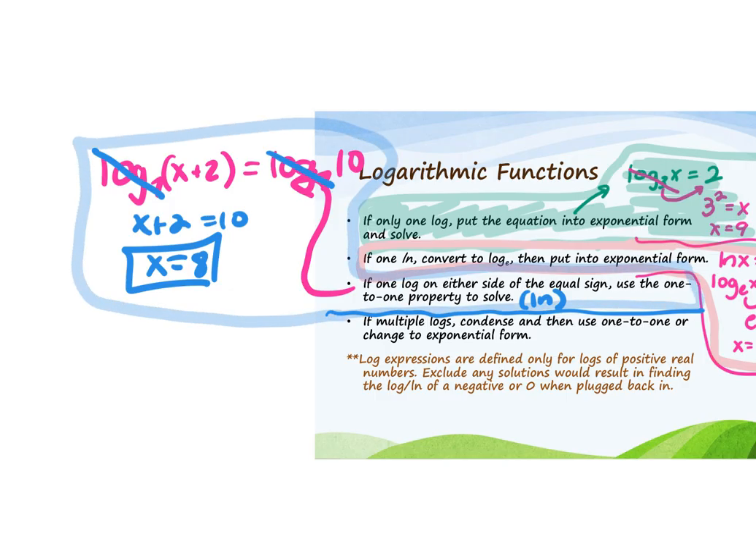Okay, and then the last one is if there are multiple logs, multiple ln's, because that's a log too, on one side of the equal sign or on both sides. The first thing you're going to do is condense it down using the rules from 3-3. If it's addition, we turn it to multiplication. If it's subtraction, we turn it to division. And if it has a number on the front, we bump it to the back to be the exponent. And then from there, you'll have two options. Either logs on both sides of the equation, we ignore, we solve, or one log, and you have to convert to exponential.